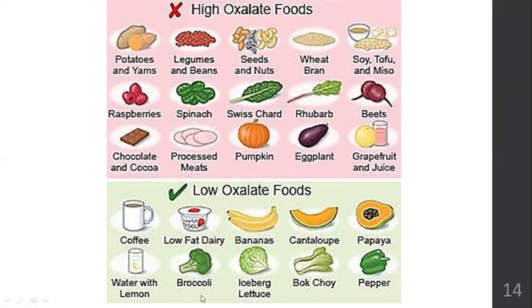Low oxalate food, what can you eat? You can have coffee, low fat dairy, bananas, cantaloupe, papaya. You can see that these are not rich in vitamin C. They are low on citrus, fruits that are less citrus. Water with lemon. Broccoli can be taken. Iceberg lettuce, bok choy, capsicum. These can be taken.